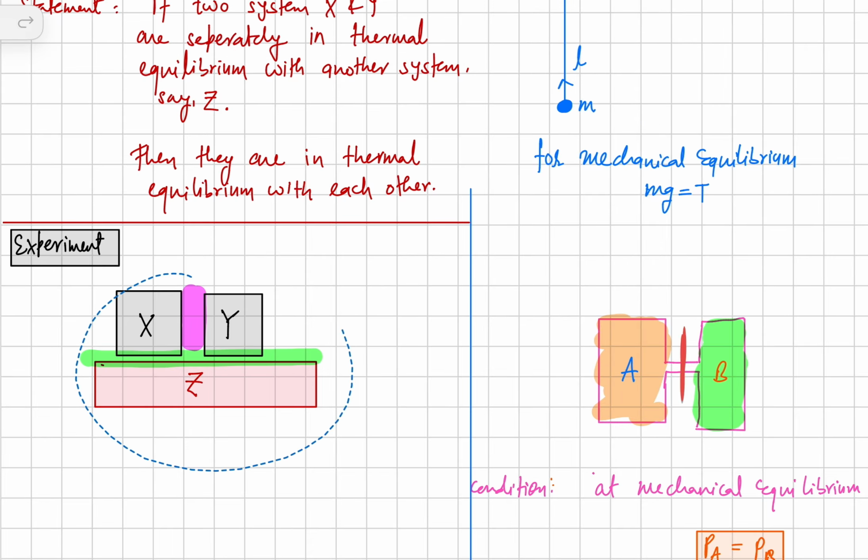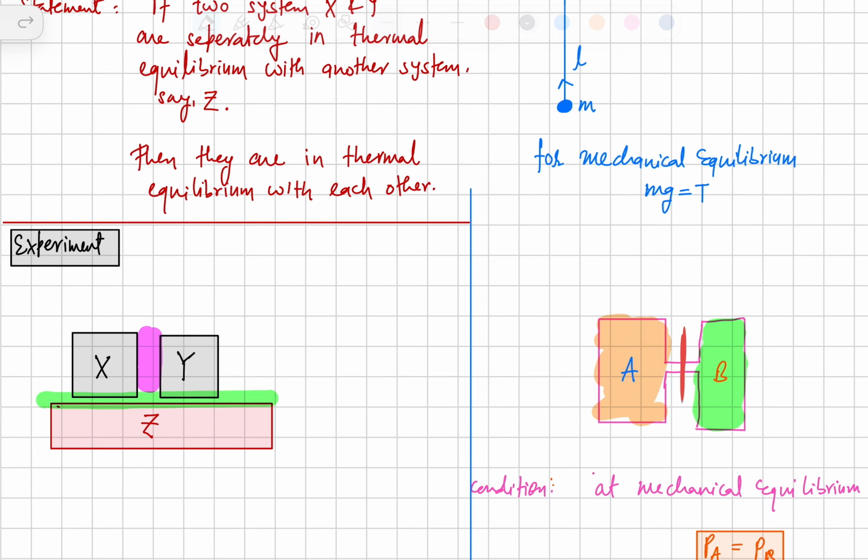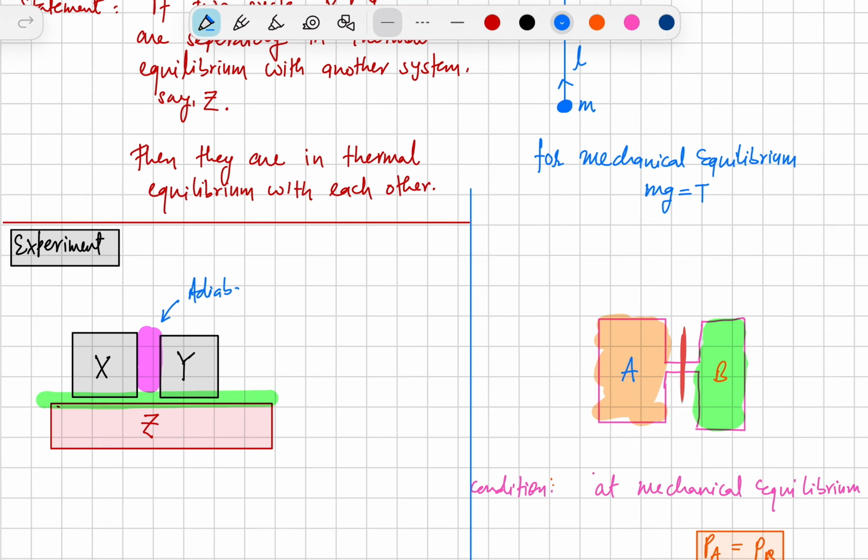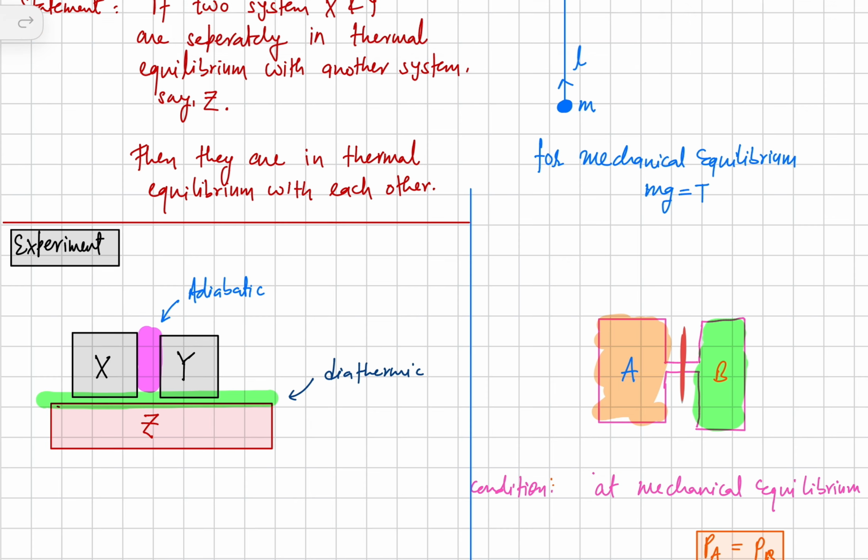So what do we see? Let me also write what kind of wall we have to make here. The first one is adiabatic, this one is diathermic. Since X and Y cannot communicate, the energy cannot transfer between X and Y because we have an adiabatic wall, and here we have a diathermic wall, it means that X can communicate with Z and Y can communicate with Z.